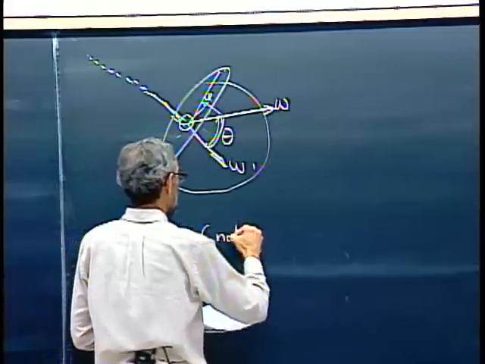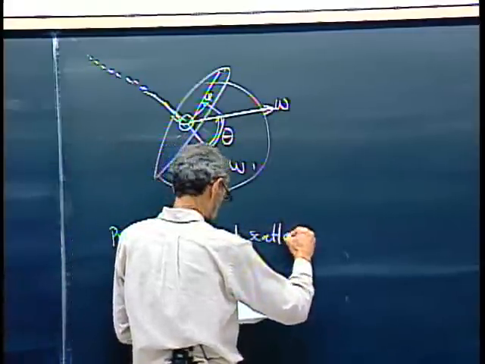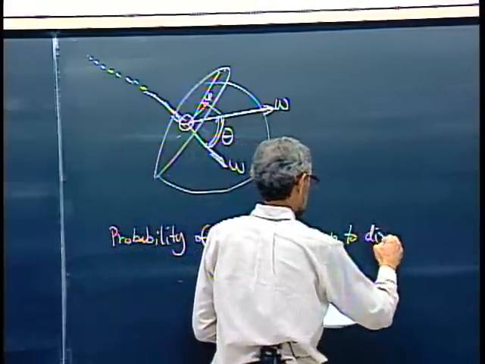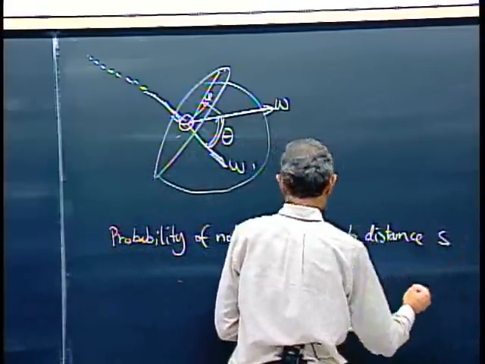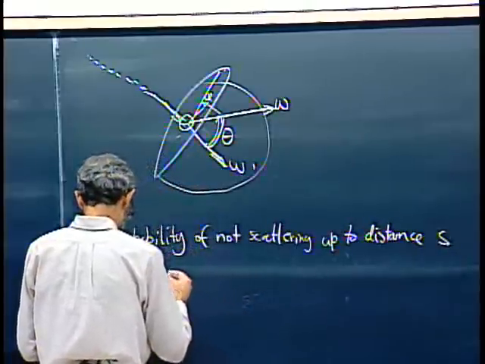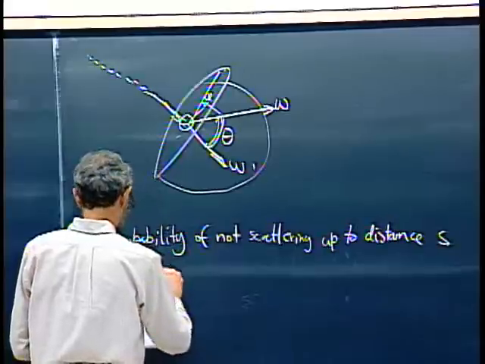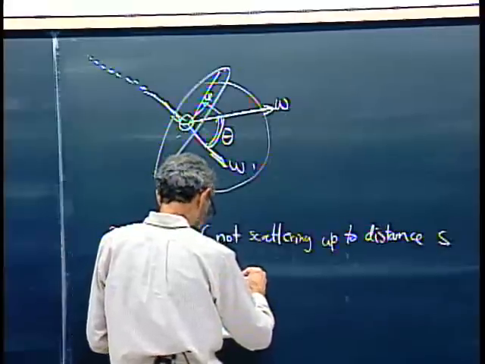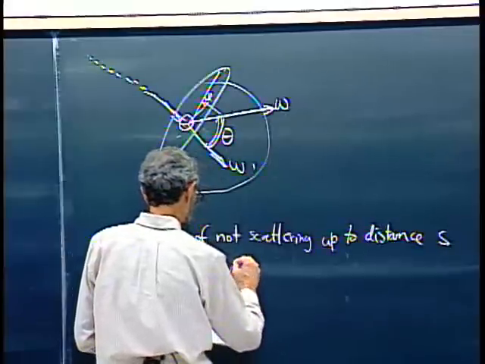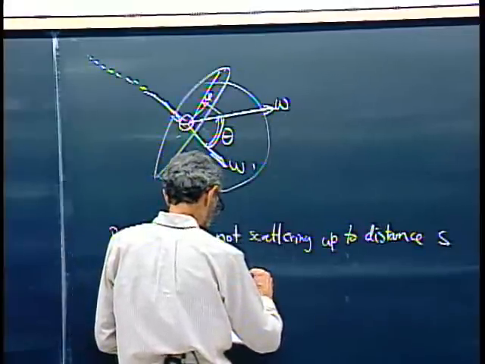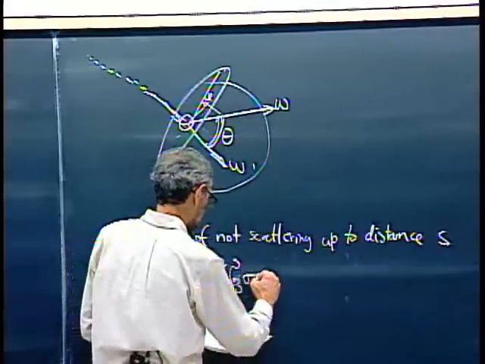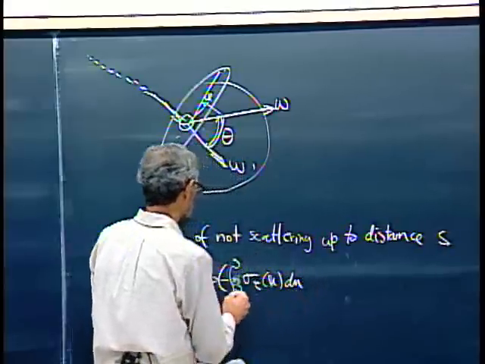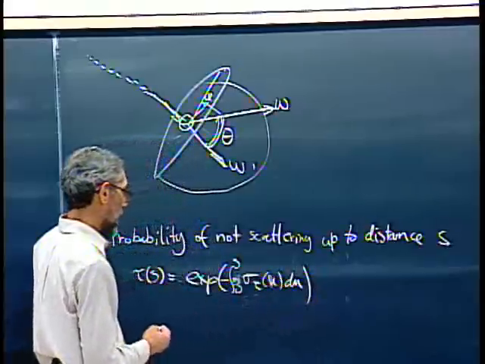of not scattering up to distance s is the tau of s equals this integral: exp of minus the integral from 0 to s of sigma total scattering at position u, du, right? This is the transparency we had before.